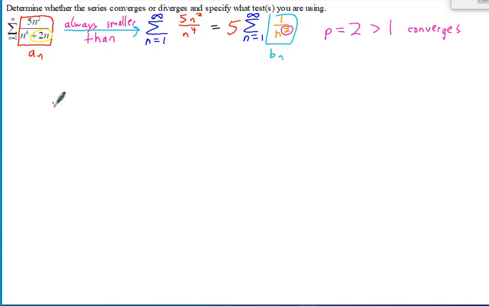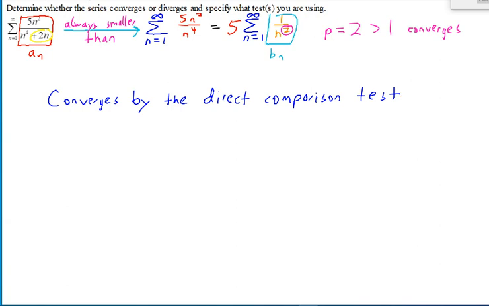So we can say it converges by the direct comparison test. And you always have to use another test. In this case, we use the p-series test.